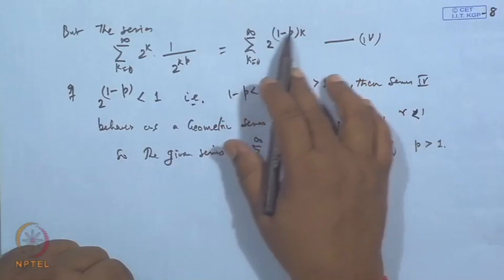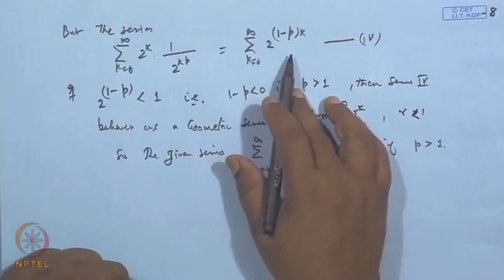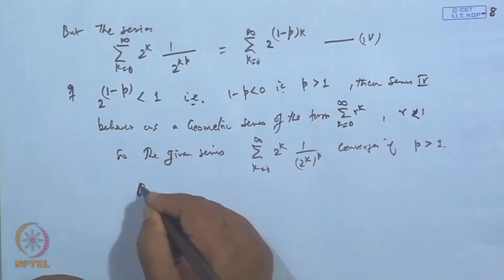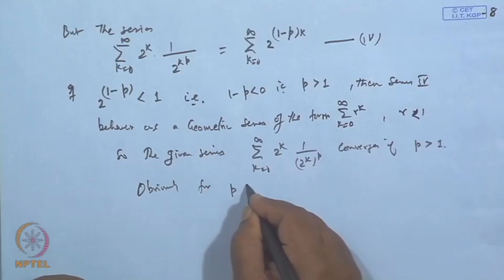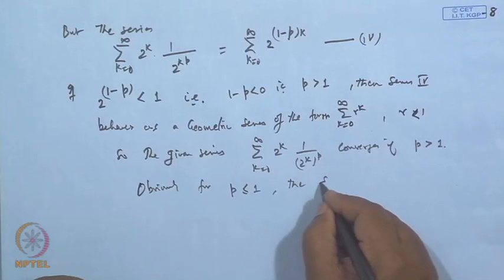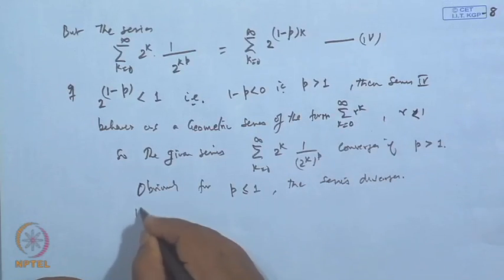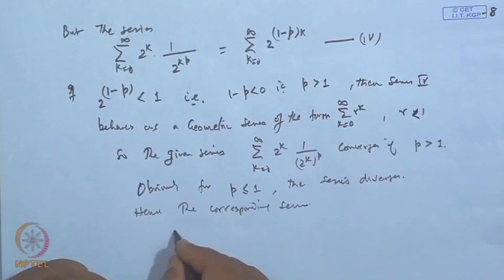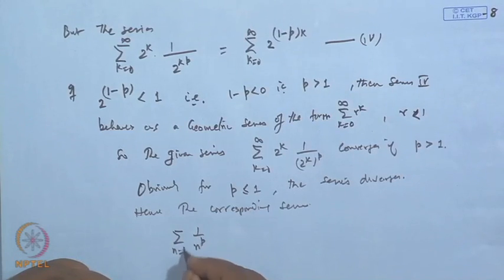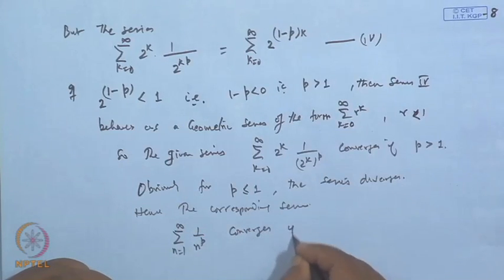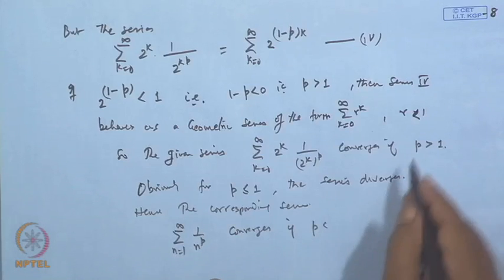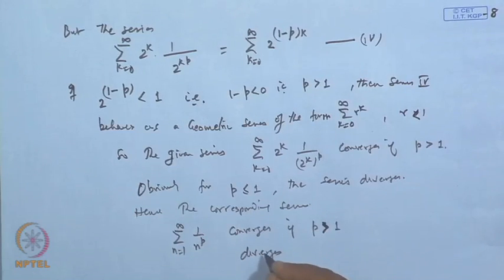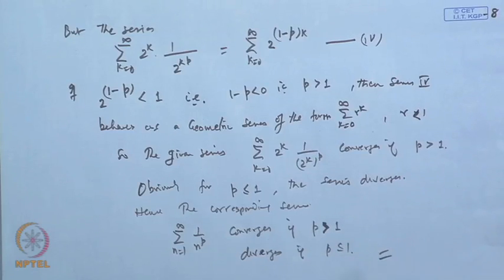So, the limit of the nth term does not go to 0, therefore, it diverges. When equal to 1 also it will diverge. Obviously for p less than or equal to 1, the series diverges. Hence, the corresponding series sigma 1 by n to the power p, n is 1 to infinity, converges if p is strictly greater than 1, and diverges if p is less than or equal to 1, and that proves the result.